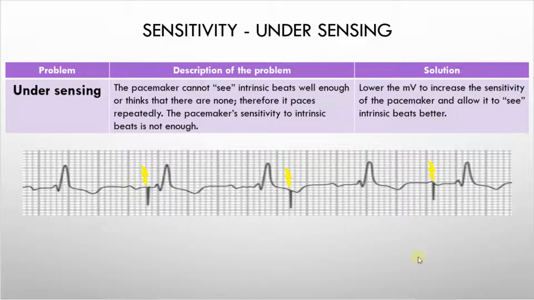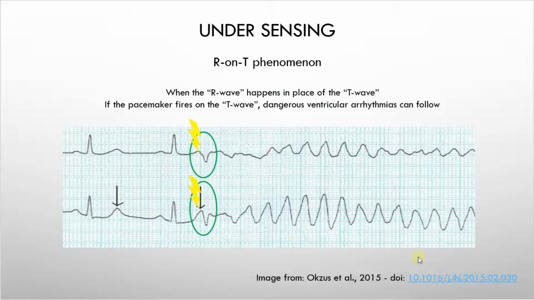Then it becomes problematic, because one of the biggest and most dangerous things about undersensing is a phenomenon called an R on T, meaning that the R wave happens in the ECG when the T wave is supposed to happen. If you recall from the earlier slides, the QRS is when the ventricles contract, and the T wave is when the ventricles relax.